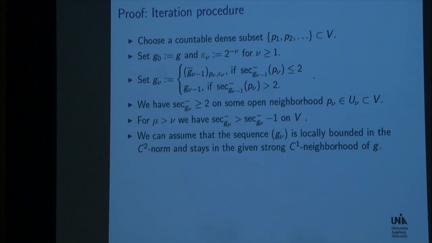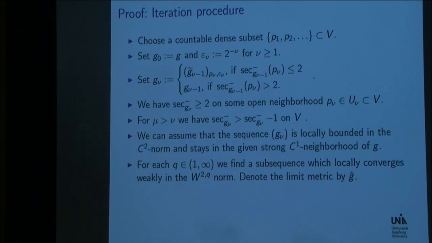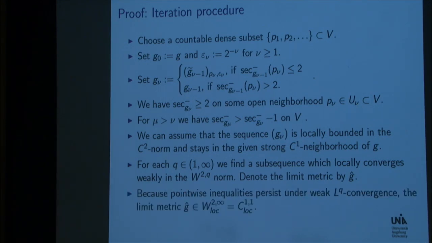Okay, so then we can assume that the sequence is locally bounded in the C2 norm and stays in the given C1 neighborhood of g. We can add this to our relation. Then, applying some standard approximation techniques using the fact that this space is reflexive, we find a weakly convergent subsequence at first on compact subsets, and then we apply a diagonal argument, and here we get a weak limit g hat metric. Because pointwise inequalities persist under weak convergence, this limit metric still has the Lipschitz property, so the first derivative is Lipschitz.